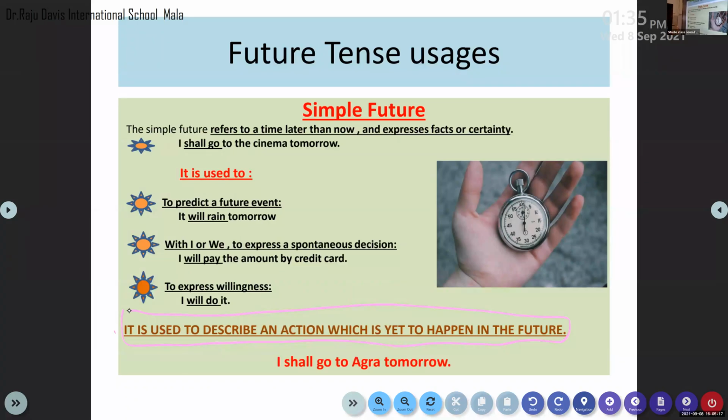So actually, to predict a future event, we can use simple future tense. Point number one, to predict the future event. It will rain tomorrow. We don't know, there is a chance, it may rain, right? It will rain tomorrow. To predict a future event, we can use simple future tense.